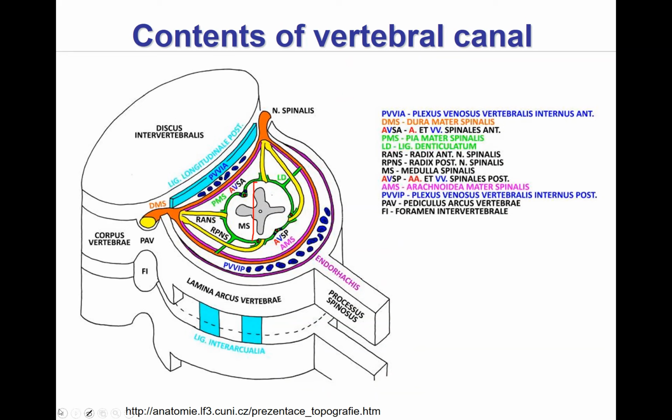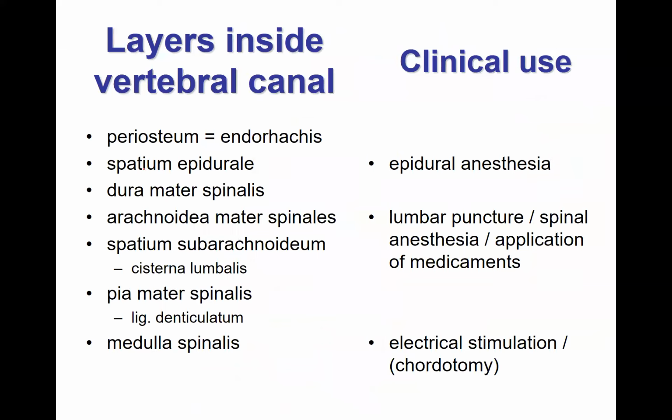So I go back to here and we can see layer by layer how the vertebral canal looks when we go from outside inside. So you have the bone, and the bone is covered with periosteum, and the periosteum here has a clinical name, and it's called endorachis.